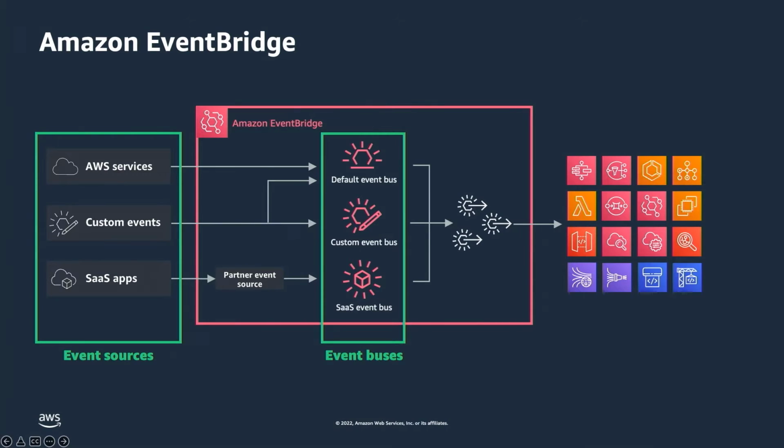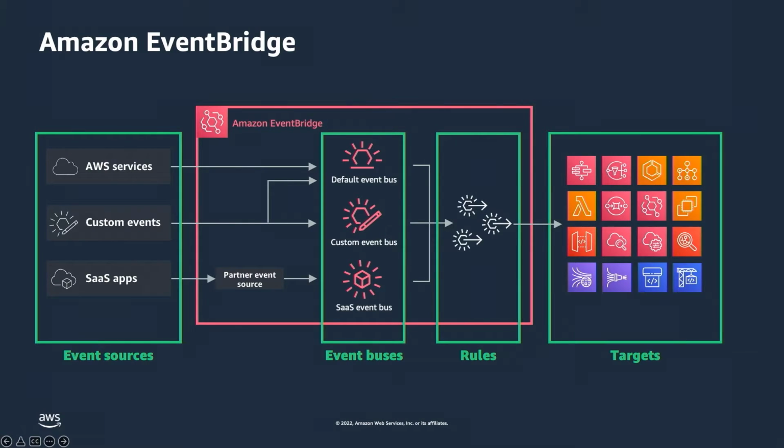Then you have different event buses, and this is an important concept. This is the highway where your events are going to move. The default one is where you will find your AWS events. The custom event bus is something you can define in order to put your applications. And then if you're using SaaS, you will find the SaaS event buses. Then we have the rules for each of these event buses. And then we have the targets.